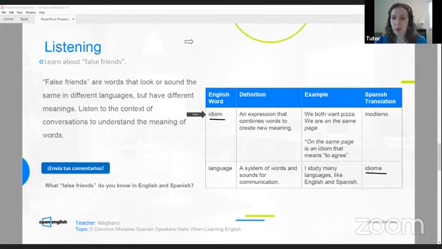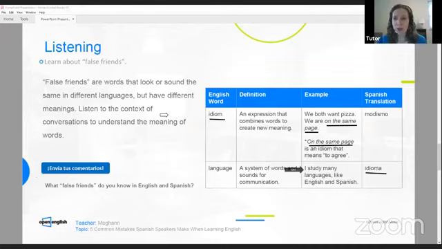In English, an idiom is an expression that combines words to create new meaning. For example, we both want pizza. We are on the same page. On the same page is an idiom. It means to agree. Estamos de acuerdo. We want pizza. So idiom in English is modismo in Spanish. No es idioma. Language in English significa idioma in Spanish, a system of words and sounds for communication. For example, I study many languages, like English and Spanish.